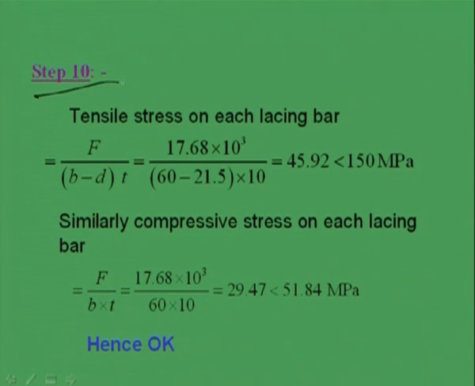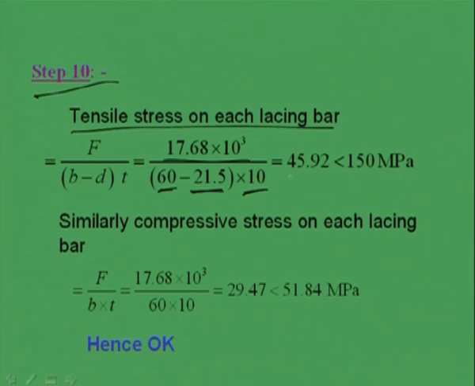In step 10 what we will do? We will check the compressive stress and tensile stress. Tensile stress, how much will it develop? This we know, F by (B minus D) into T, right. So, F is 17.68 into 10 cube, this is the force, and B is 60 mm and D is the diameter of the rivet, that is 20 mm. So, gross diameter will become 20 plus 1.5 mm, so 21.5 mm, right, and T is given 10 mm.